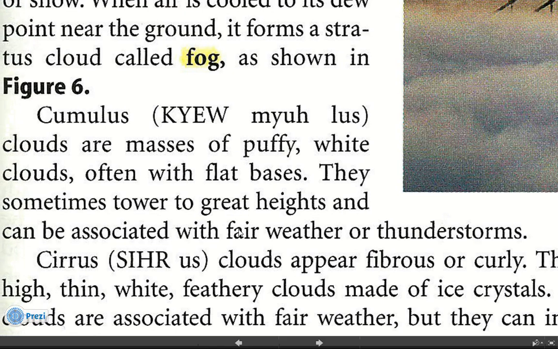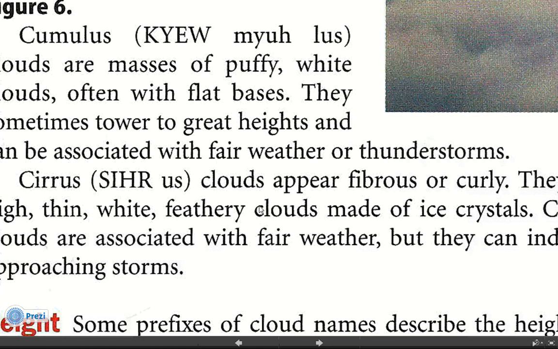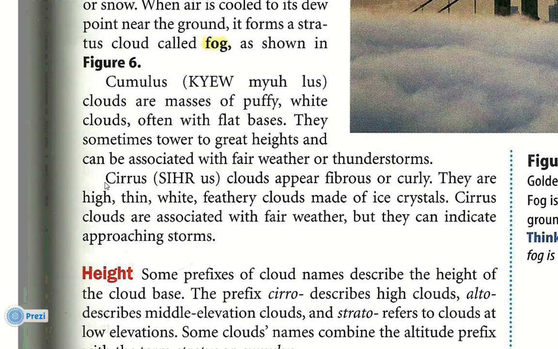Don't look. All right. Cirrus clouds appear fibrous or curly. They are high, thin, white, feathery clouds made of ice crystals. Cirrus clouds are associated with fair weather, but they can indicate approaching storms. So fibrous, if you think about a cotton ball pulled apart, that's fibrous.